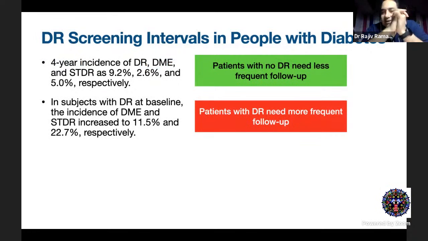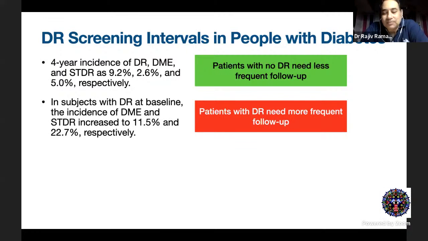What are the screening intervals, when should people with diabetes have a checkup? This is the finding from our population-based study. Dr. Ajit was mentioning the SN Dreams follow-up study, 4 years. We found that in 4 years, the incidence of retinopathy is nearly 9%. It's not too high. Importantly, people who already have some form of retinopathy have more chances of progression to sight-threatening retinopathy. Nearly a third of them progress in 4 years. So these are the people who need more frequent follow-ups, and people with no DR need less follow-up.